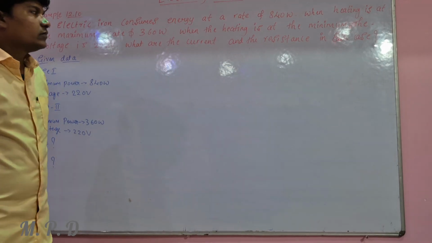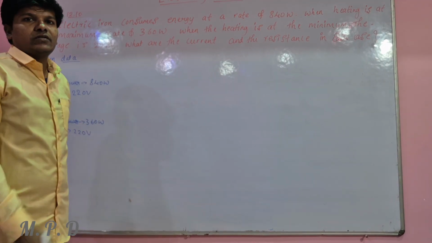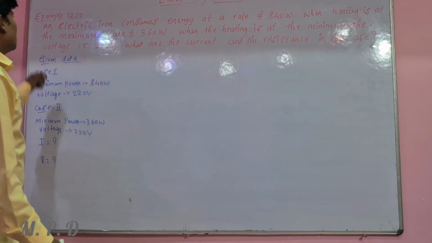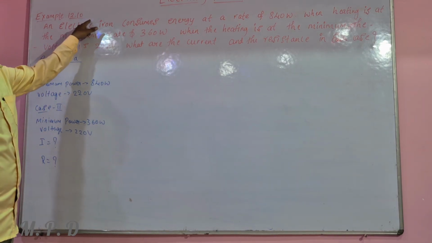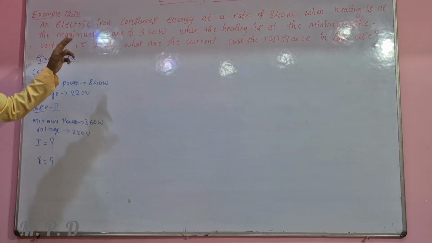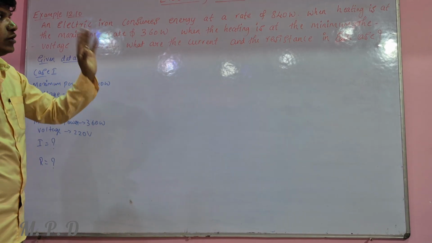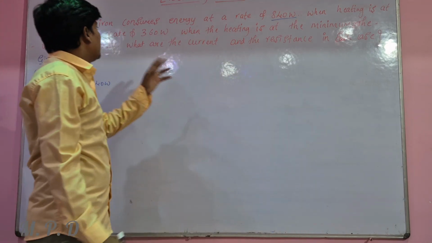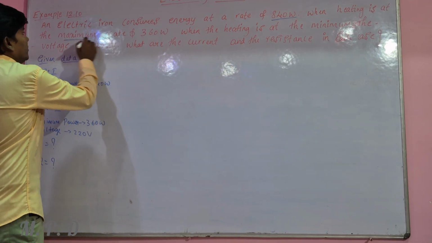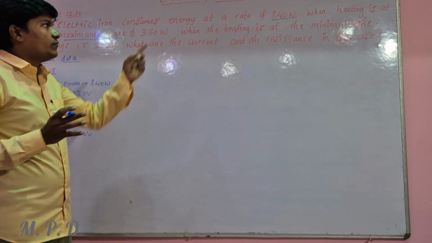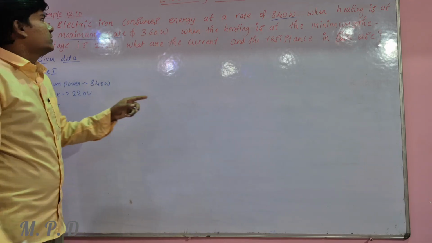Hello to everyone. So in this class we have discussed another electricity problem, example 12.10. What is the problem? An electric iron consumes energy at the rate of 840 watt when the heating is at the maximum rate.